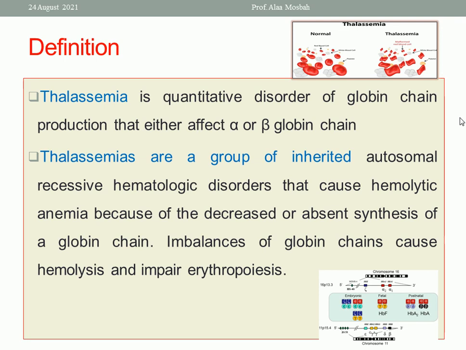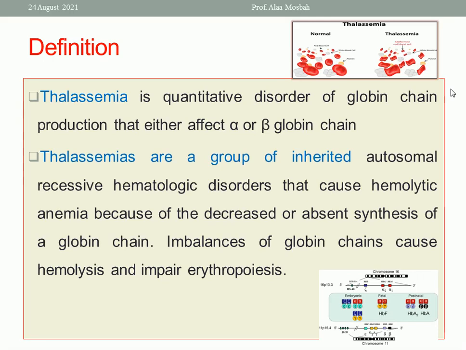Thalassemia is a quantitative disorder of globin chain production that affects either the alpha or beta globin chain. All of us know that hemoglobin is formed of 2 alpha and 2 beta globin chains in adult hemoglobin, what's called hemoglobin A. So we have 2 alpha and 2 beta in adult hemoglobin. A quantitative disorder of globin chain production that affects either the alpha or beta globin chain is called thalassemia.